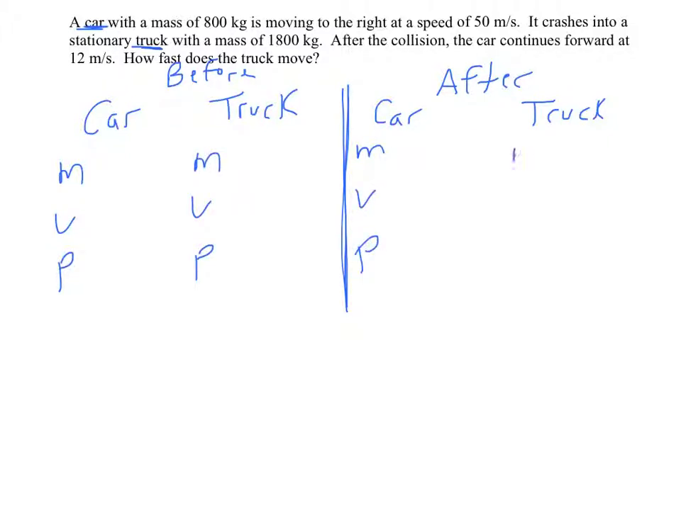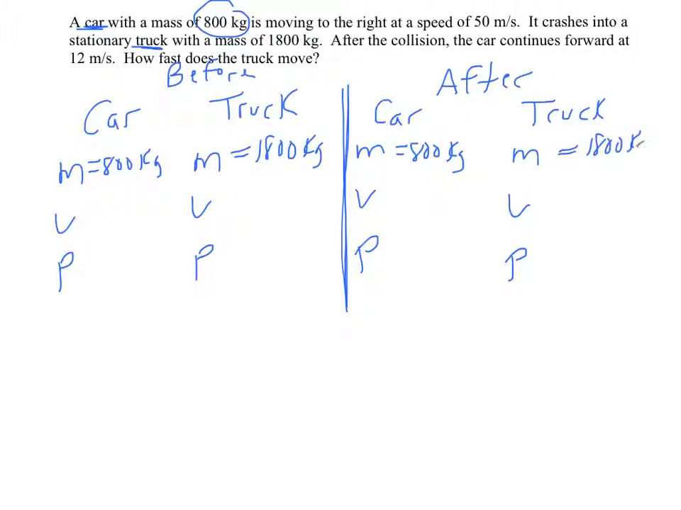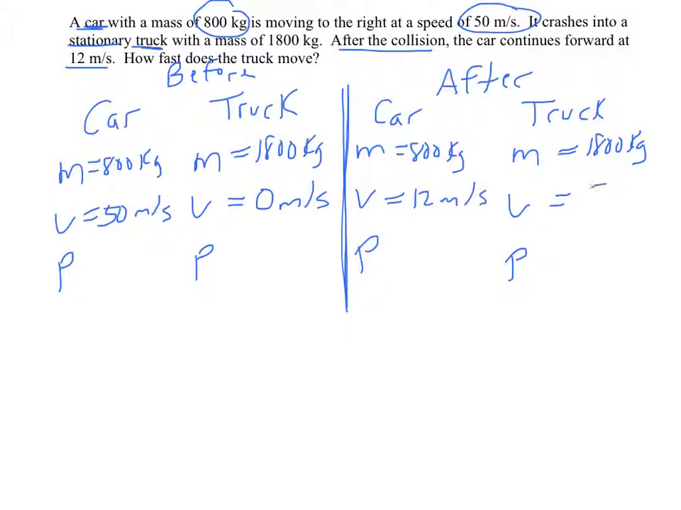So we'll just draw those all in, and we're going to start reading the problem and figuring out what we know. So the car's mass is 800 kilograms. So we're going to write that in for the car, and it's basically going to be the same mass after. The truck's mass is 1800 kilograms. And that's pretty much going to be the same after as well. So the problem says that the car is moving to the right at a speed of 50 meters per second. And it hits a stationary truck, so the truck is not moving. Then after they crash, the car continues moving forward at 12 meters per second. How fast does the truck move forward?